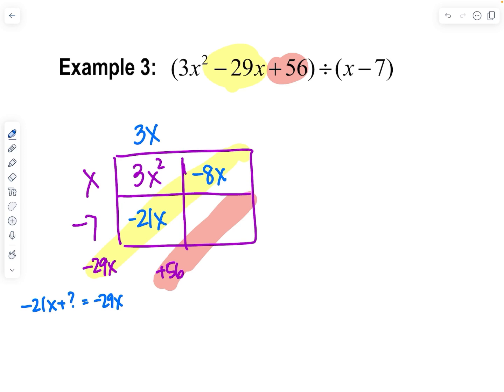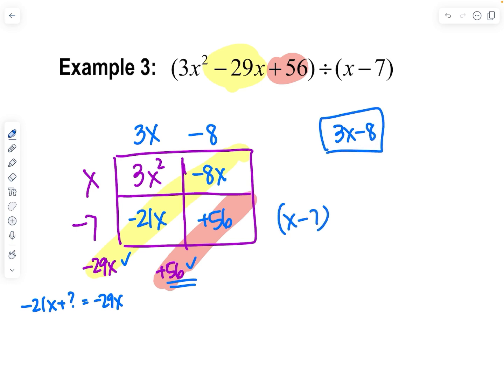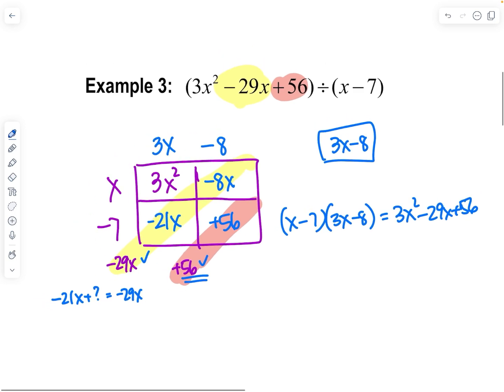Now that I have that box, I'm going to work on the outside again. What times x gives me -8x? That would be -8. And so -8 times -7 is a positive 56. What I will notice is that it's already accounted for, which means there's going to be no remainder. So therefore my answer is going to be 3x minus 8. So x minus 7 times 3x minus 8 is equal to my original trinomial, 3x squared minus 29x plus 56. In this case, it was factorable as well because the remainder is 0.